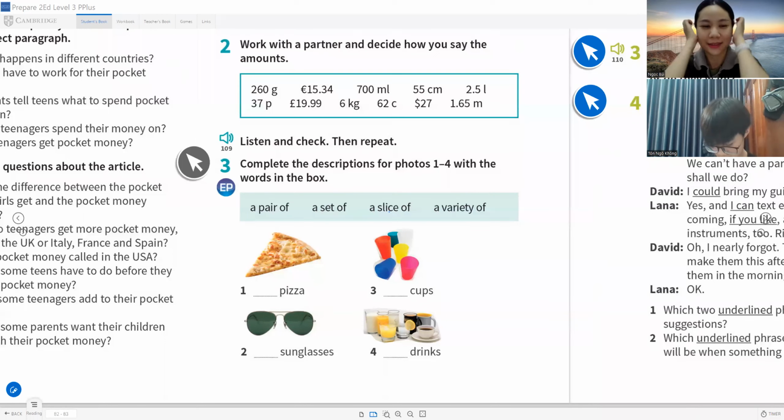Empty. For example, we have plenty of, a bottle of, a box of, a cup of.